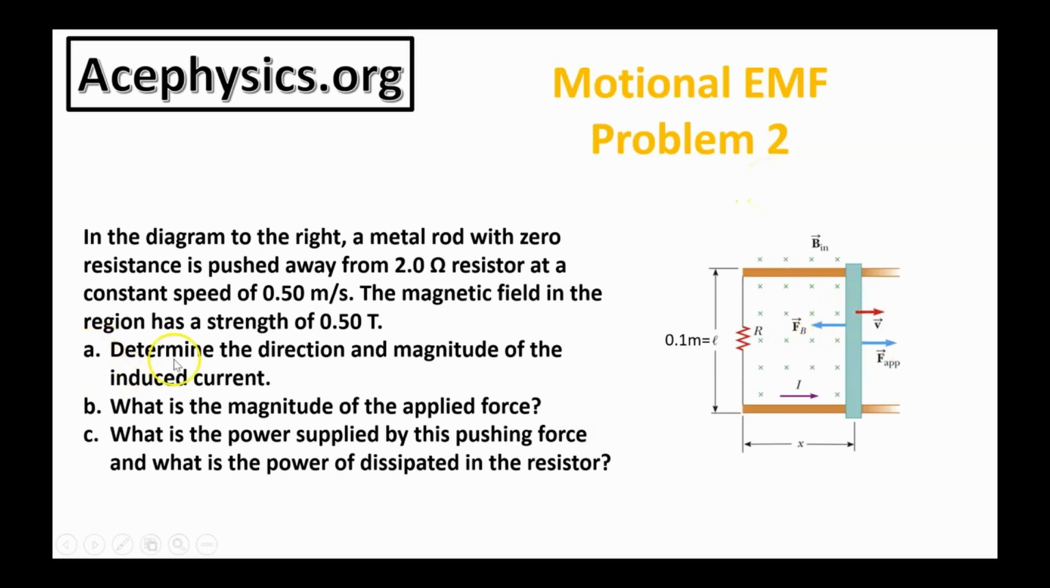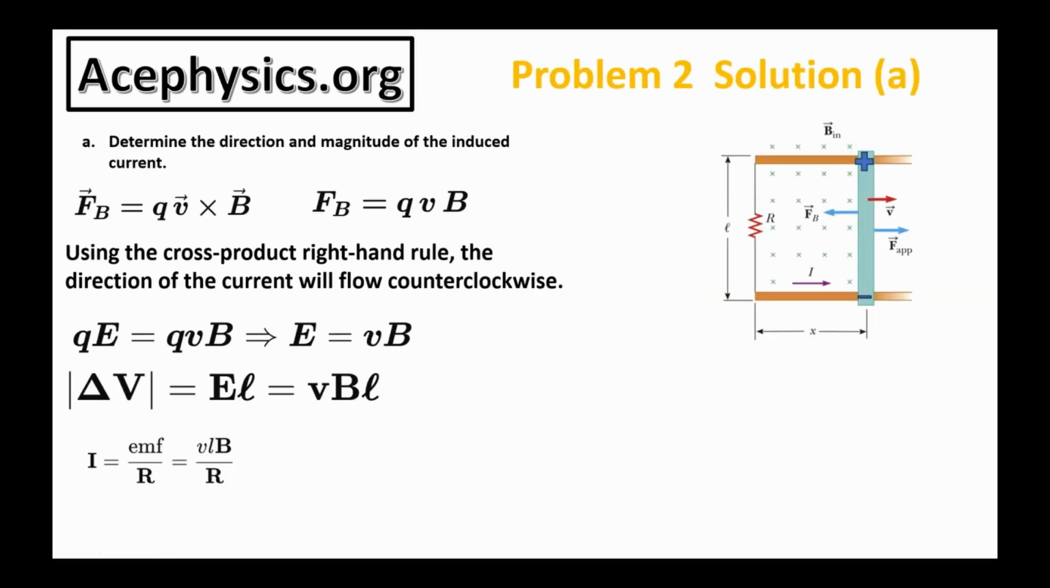The questions are A, determine the direction and magnitude of the induced current. B, what is the magnitude of the applied force? This is the applied force. And C, what is the power supplied by the pushing force, and what is the power dissipated in the resistor? I'm going to solve this problem on the next few slides. You may want to pause the video and try it on your own. Here's a solution to part A.